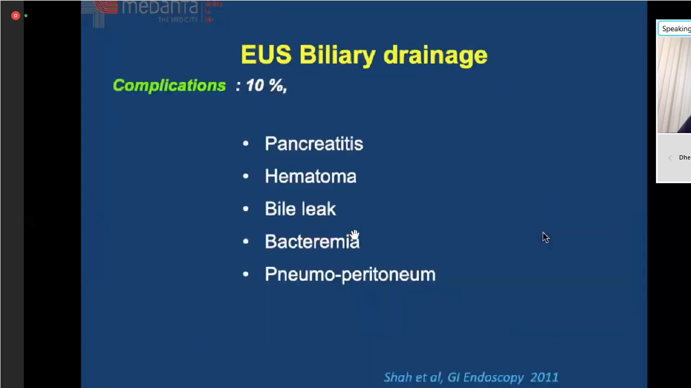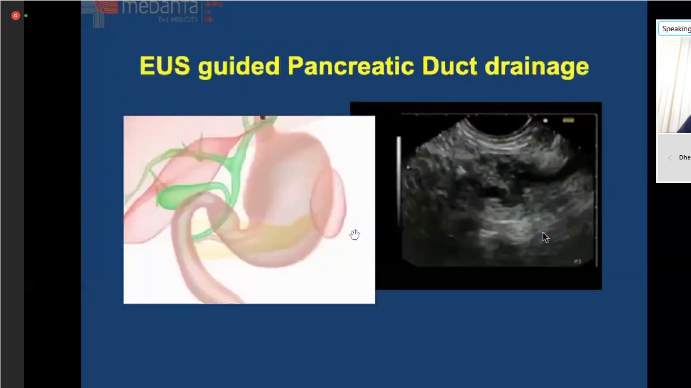So biliary drainage also has complications. This is important. And now, in the last 2 years, the complication rate has gone from 25% to 10% in the form of pancreatitis, hematoma, bile leak, or bacteremia, or pneumoperitoneum. But all these are possible to manage.